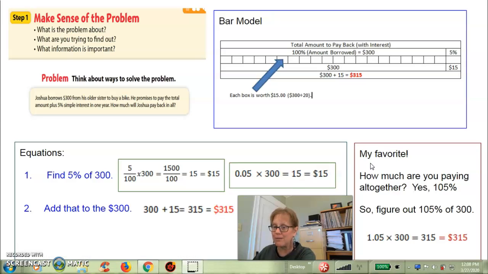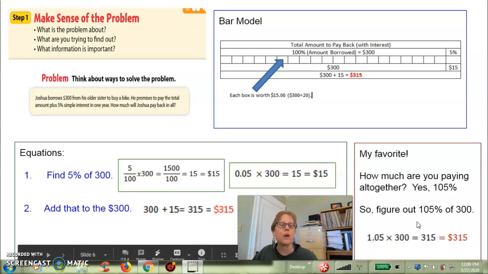There's another way to do it. This way works if you don't exactly need to know the interest. If you do need to know the interest, you should do the other way. But if you're just trying to figure out the total amount real quickly, you can do this. Okay, remember that you're paying 105%. Go back to our bar model here, right? 105%. So you could just right away figure out 105% of 300.